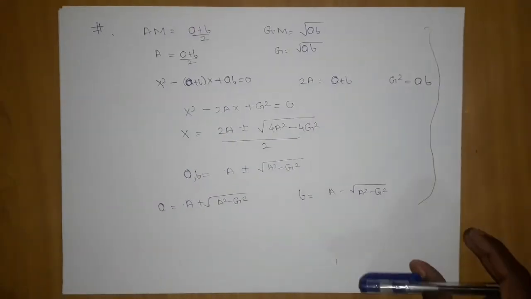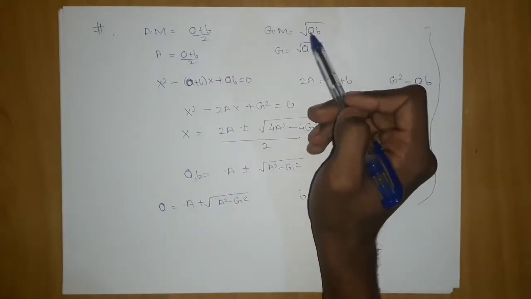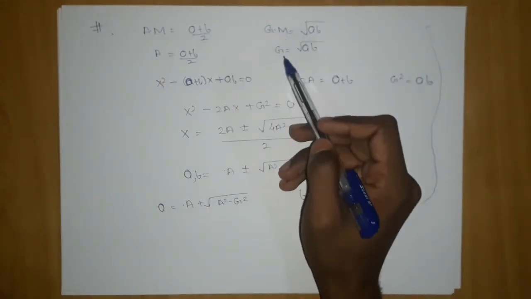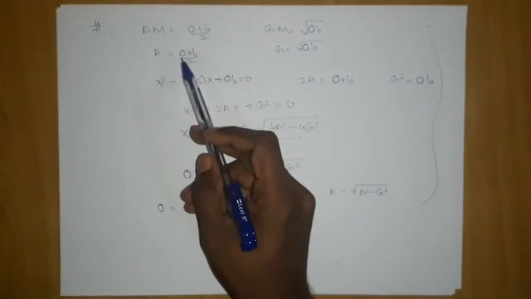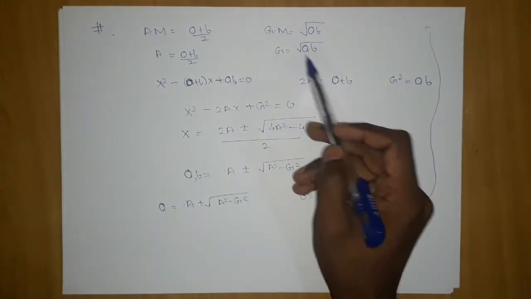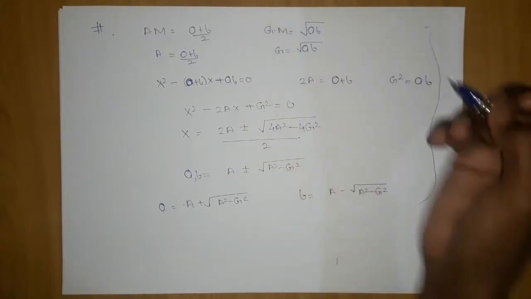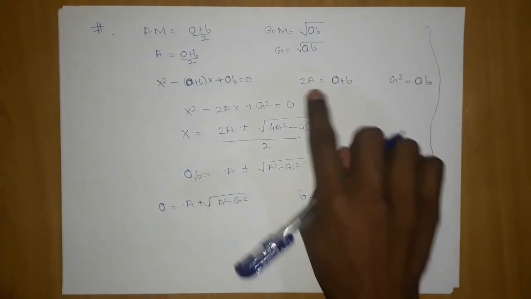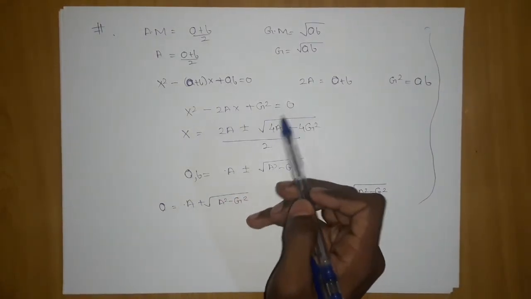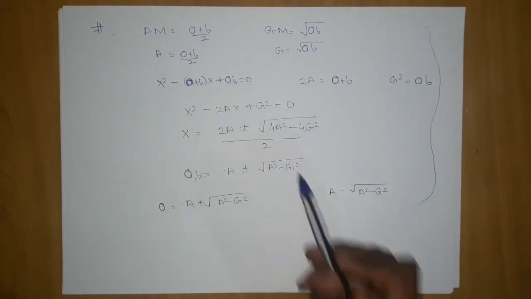Now let me give you a quick summary of what we did. AM was a plus b by 2, GM was under root ab. I called GM as G, AM as A. And if you remember, a plus b was the sum of the roots, and a into b is the product of the roots, ab. So I move under root that side, which gives me G square, and a plus b is 2A. I substituted that in the general quadratic equation, x square minus 2Ax plus G square equal to 0. I got x equals 2A plus minus under root 4A square minus 4G square upon 2.